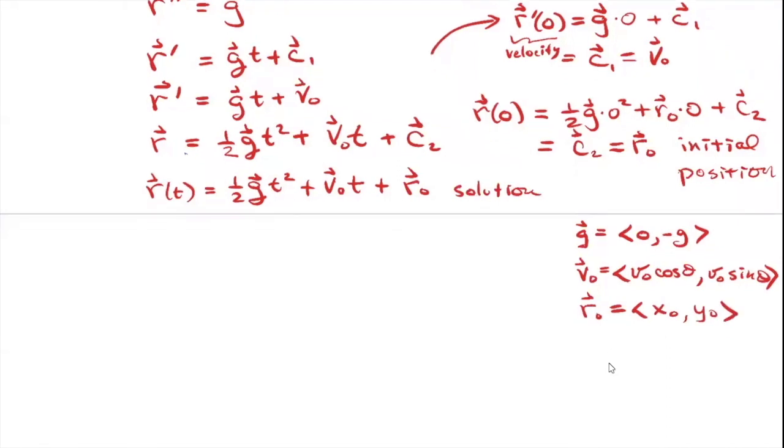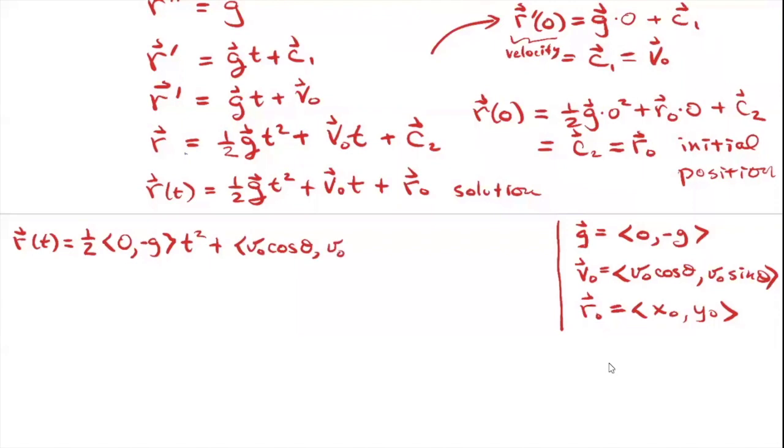And so let's go ahead and pull all this together. So r of t is 1/2. I'll put in a g, which is 0, negative g, and that's times t squared, plus v naught. Well, that's going to be script v naught cos theta, script v naught sine theta. That's all times t, and then plus r naught, which is just x naught, y naught. Like that.